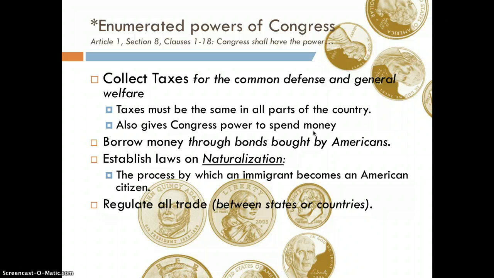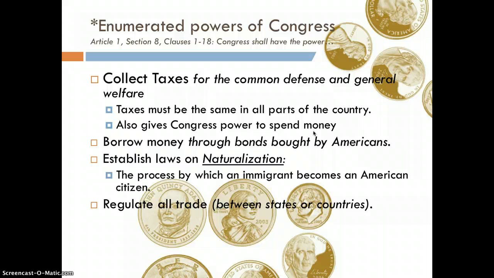It also gives Congress the power to spend money. They can borrow money, usually through bonds, so they might sell savings bonds. If you have uptight grandparents like me, they might have bought you savings bonds when you were a kid instead of giving you money, and you just rolled your eyes. But later they mature and these bonds are worth more, and that's a form of government borrowing money. You've paid for those bonds now, and then in several years you can cash them in and get more money than you originally paid. They pay out interest.